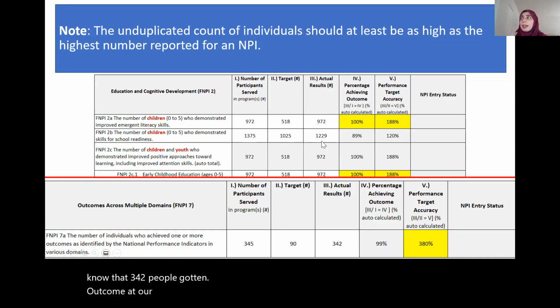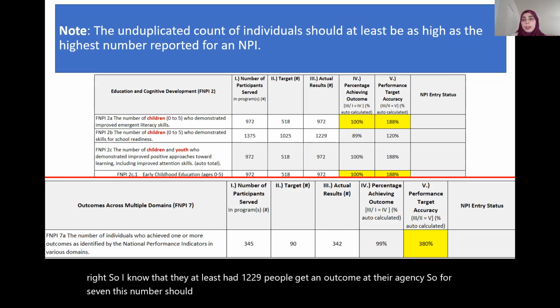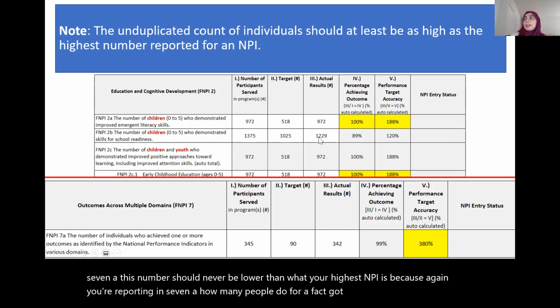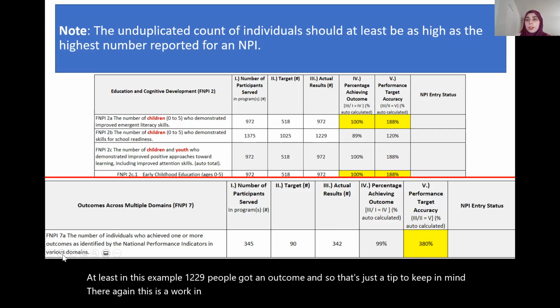Well, when I look at their data, I see that for FNPI 2B, they had 1,229 people, right? So I know that they at least had 1,229 people get an outcome at their agency. So for 7A, this number should never be lower than what your highest NPI is. Because again, you're reporting in 7A, how many people do you know for a fact got some outcome? So we know that at least in this example, 1,229 people got an outcome. And so that's just a tip to keep in mind there. Again, this is a work in progress. A lot of agencies are still learning how to fill this data point out correctly.